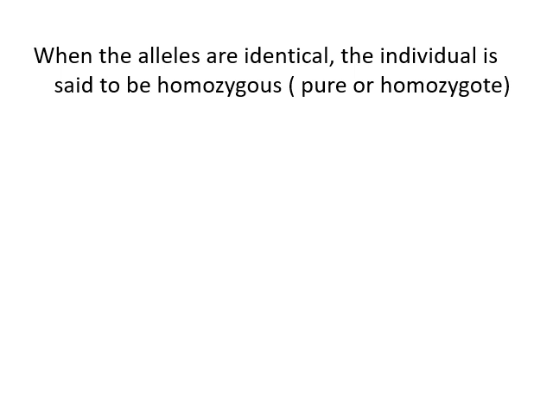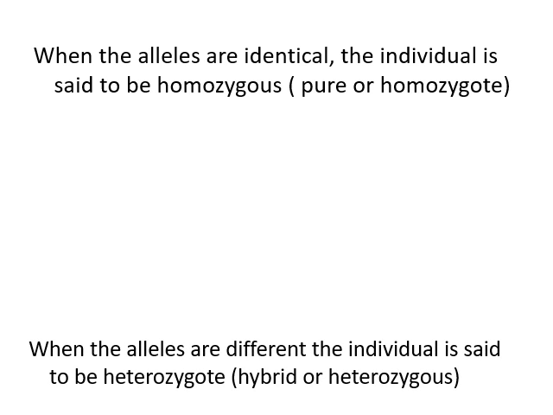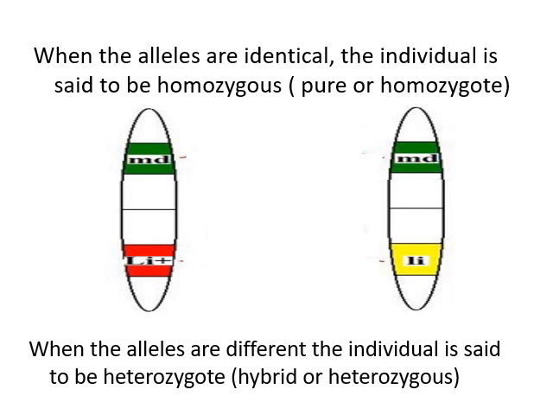When the alleles are identical, the individual is said to be homozygous. It's called pure or homozygous. When the alleles are different, the individual is said to be heterozygous, or it's called hybrid or heterozygous.